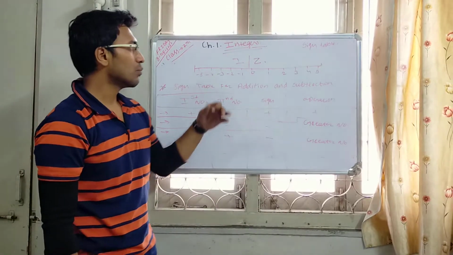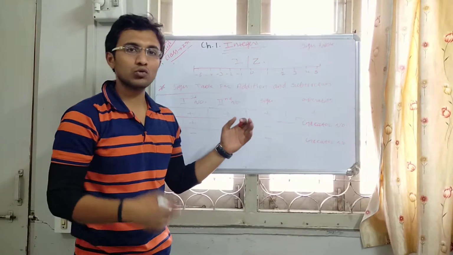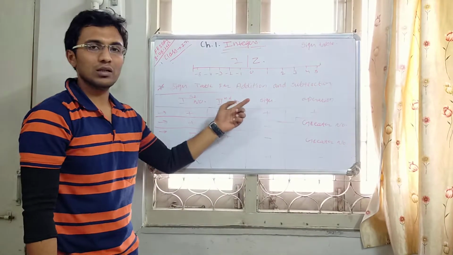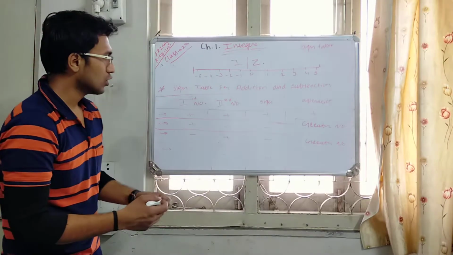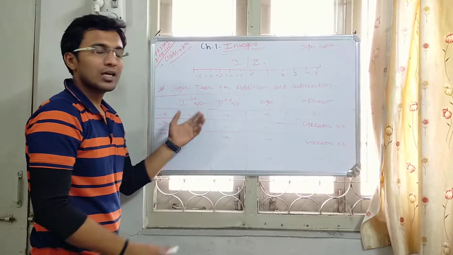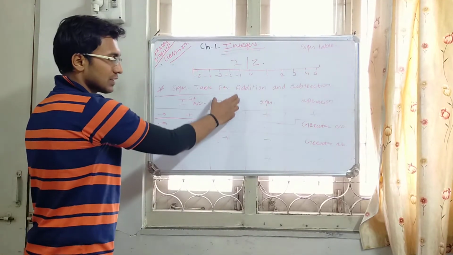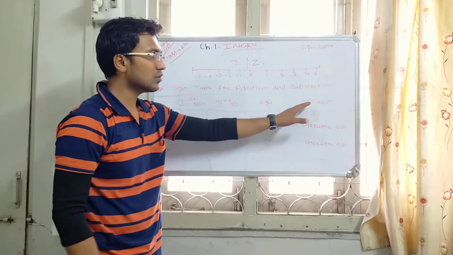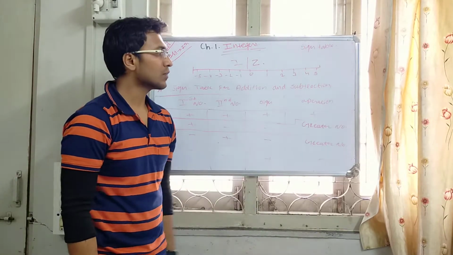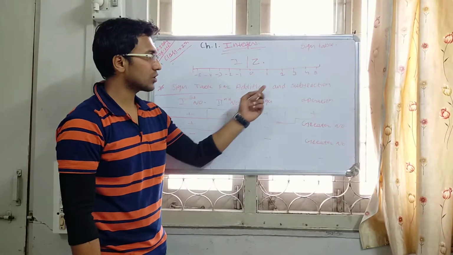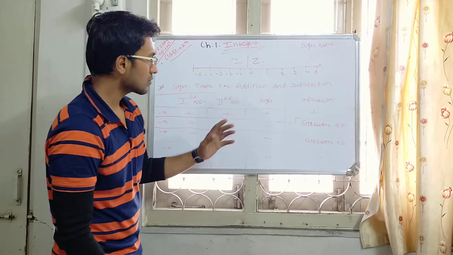Okay, so before starting the chapter on integers, I would like to clear the confusion students have about the sign table, about the signs when they perform addition and subtraction. Let's focus on this table which I have made. This is the first number column, this is the second number column, this is the sign column, and this is the operation column, which we will be performing according to the numbers. For addition and subtraction, the operation would be either plus or minus.